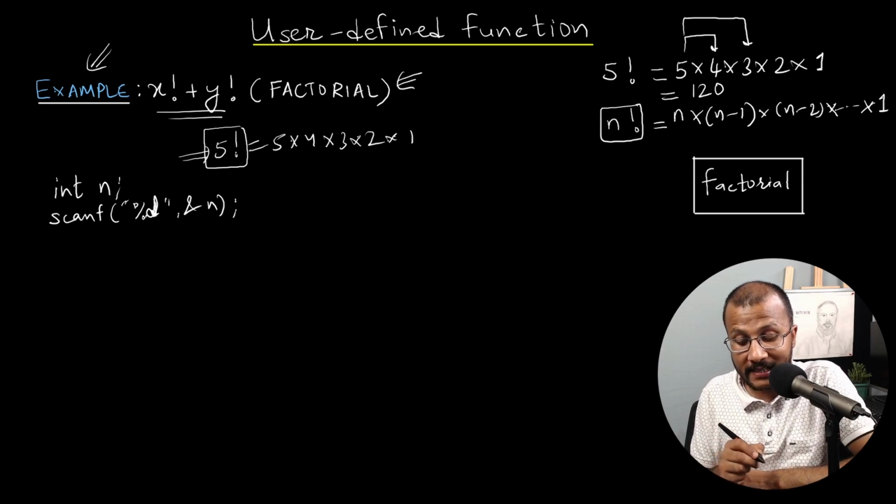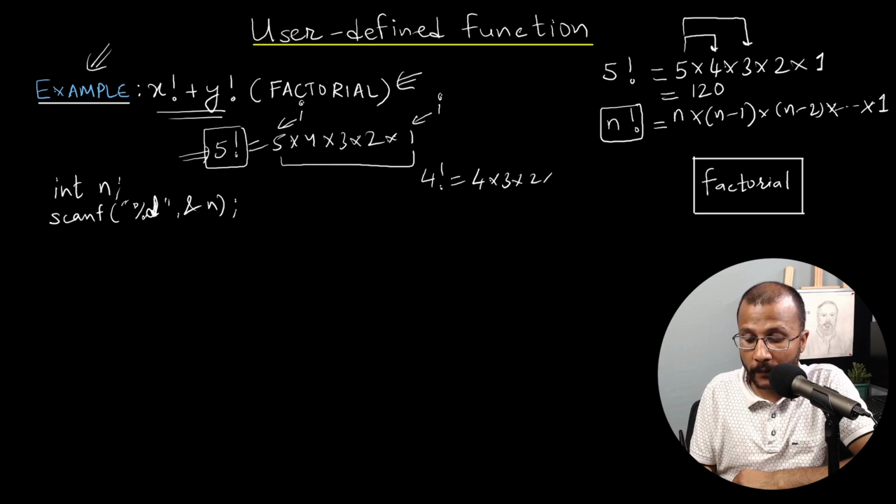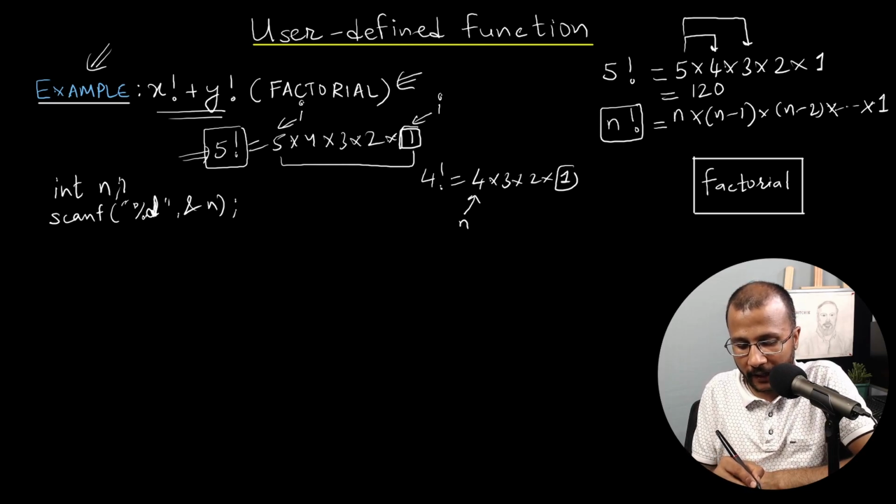Once I scan the number, I need to somehow find this product. If it is 5 factorial, I have to start finding the product starting from i equals 5 up to i equals 1. If it is 4 factorial, I'll start from 4 and then I'll have to go up to 1. So always I'll end my loop at 1, and I'll start at n. Let me have a variable i that will control my loop. How many times is the loop repeated? The loop is repeated n times.